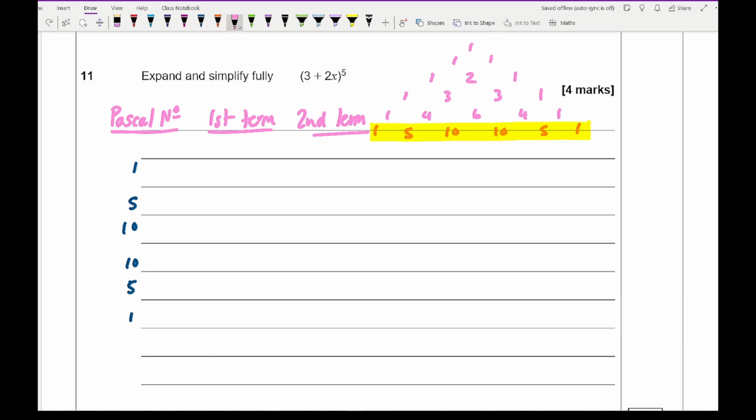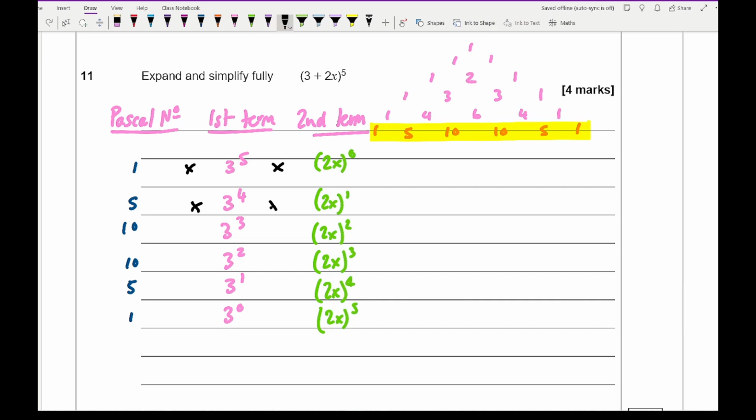Now with the first term, that starts high, so the first term is 3, so that's 3 to the power of 5, 3 to the power of 4, 3 to the power of 3, 3 squared, 3 to the power of 1, 3 to the power of 0. And then the second term starts low, so that's going to be 2x to the power of 0, 2x to the power of 1, 2x squared, 2x cubed, 2x to the power of 4, and finally 2x to the power of 5. And what we want to do there is multiply these to find the individual terms.